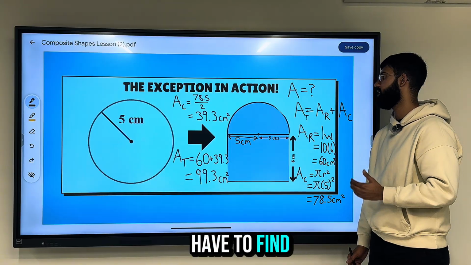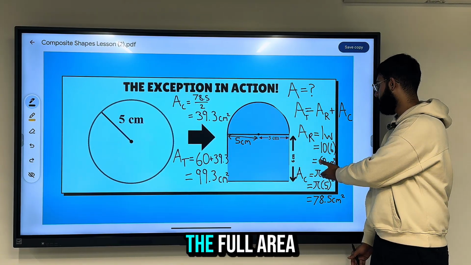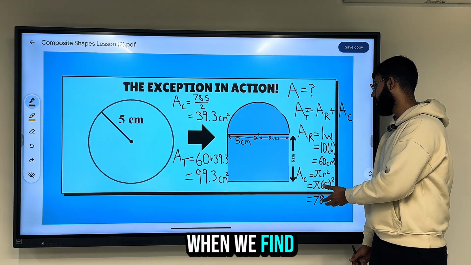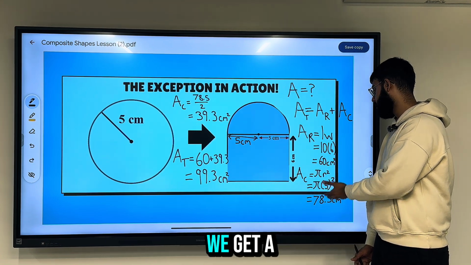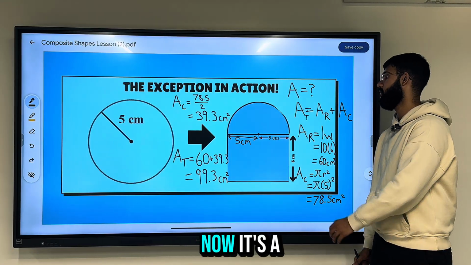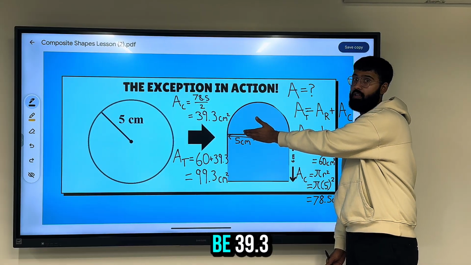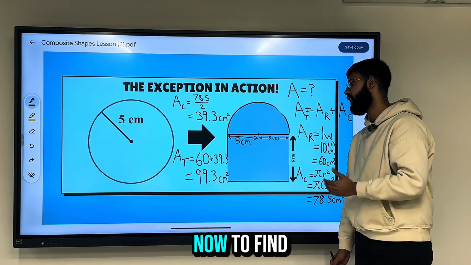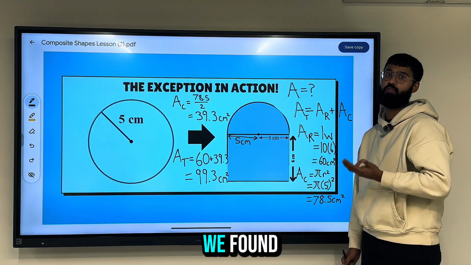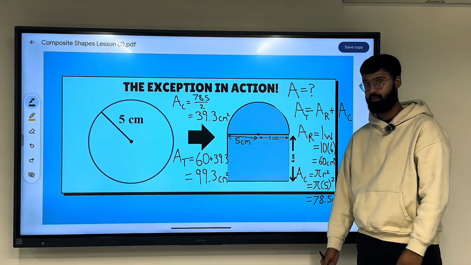After that, we have to find the area of half the circle. But to do that, we got to find the full area. The full area of a circle is pi r squared, and r is 5. When we find out the values and evaluate it, we get a total area of 78.5 centimeters squared. Now it's a semicircle, so it's going to be half that. So our area is actually going to be 39.3. Now, to find the total area of the composite shape, we simply combine the 2 values we found, and we end up with 99.3 centimeters squared.